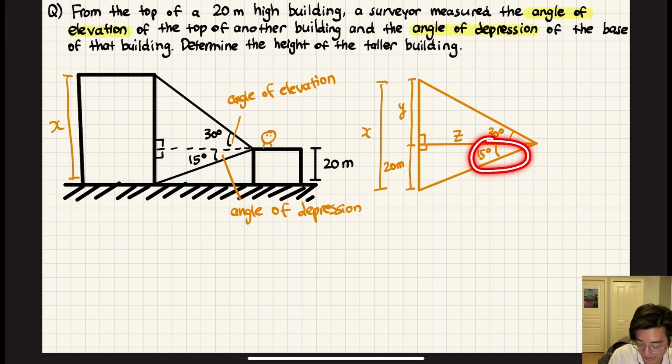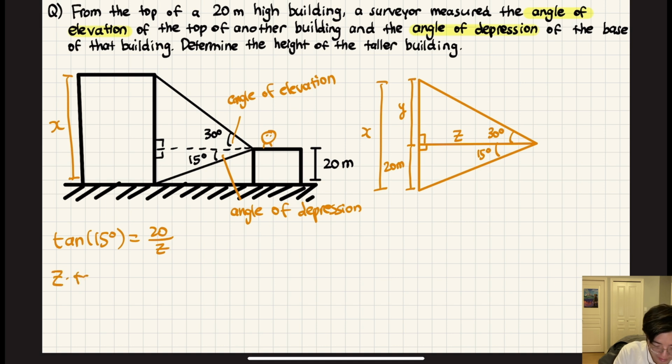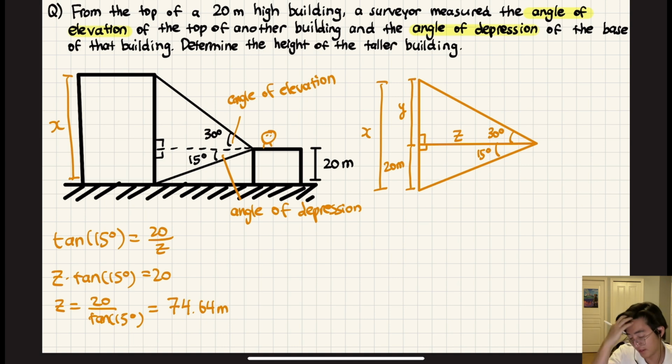So from this 15 degrees angle here, we have the opposite, which is 20, over the adjacent, which is z. So we will use tangent. So the tangent of 15 degrees is the opposite, which is 20 meters, over the adjacent, which is z, which we're going to find out. Okay, so we multiply everything by z, and then we divide everything by tangent of 15 degrees. That gets us 74.64 meters. Okay, so that's what z is.